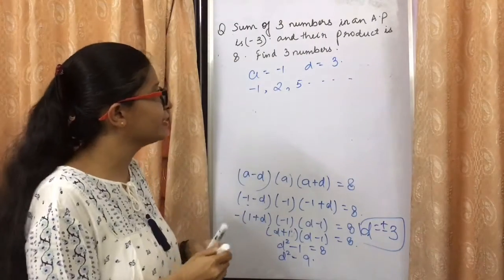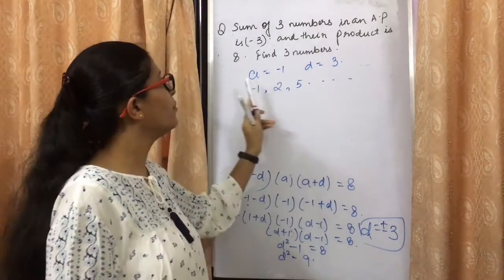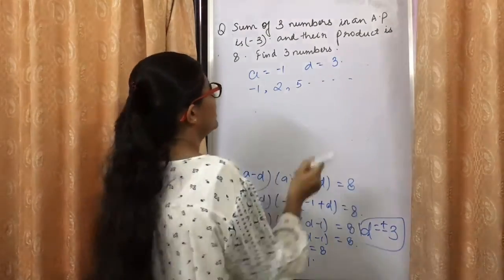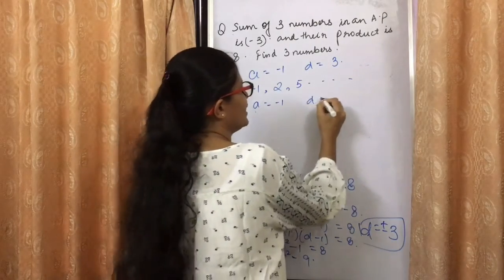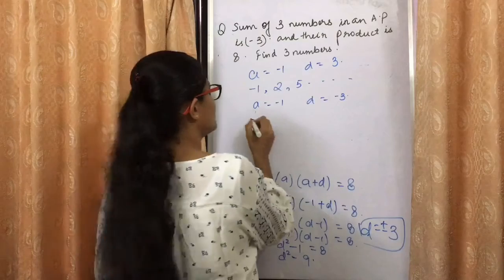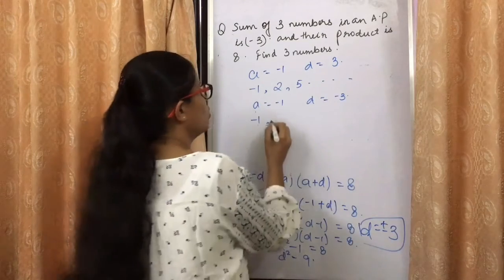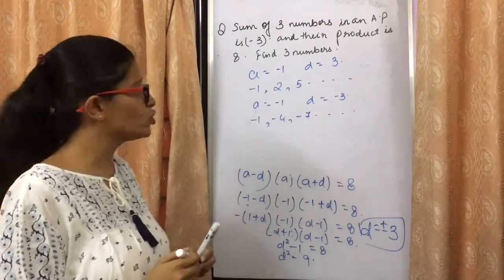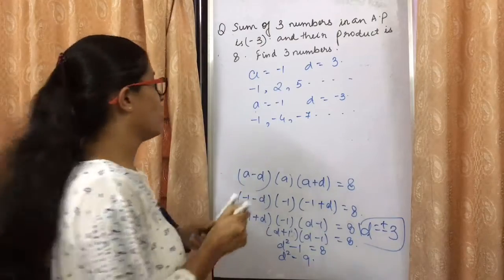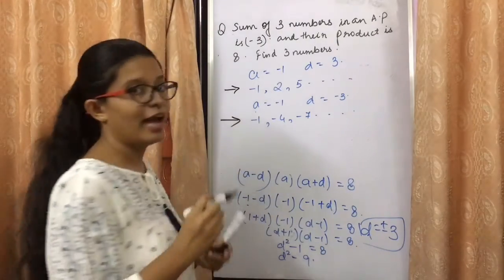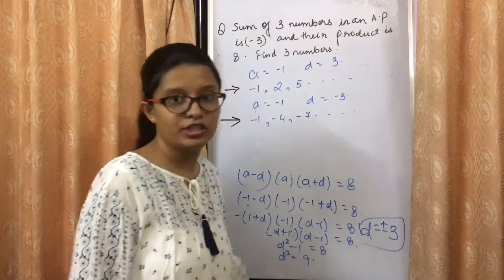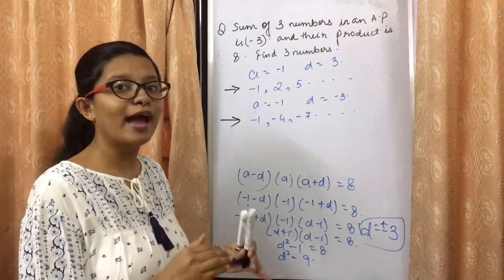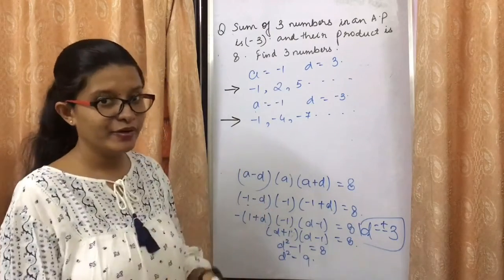So this is my AP series which has been formed by finding A and D from the given information. Now let's see. If A remains minus 1 and I take D equal to minus 3, my series comes out to be minus 1. Minus 1 and minus 3 gives you minus 4. Minus 4 minus 3 gives you minus 7 and so on. So these are the two series which we have, first series and second series, if we get the two values for D. I hope such types of questions are clear to all of you and how we have used the points over here must be clear.